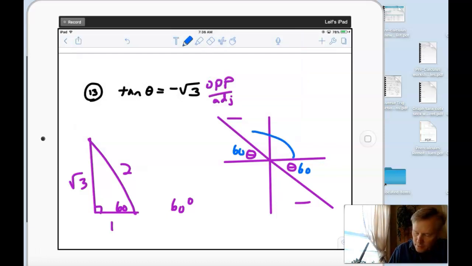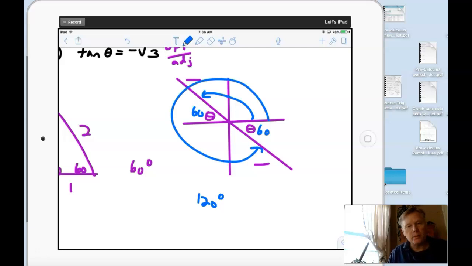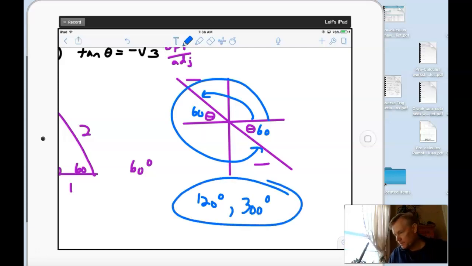I can now figure out what my answers are. So once again, start at the x-axis. So that one would be 120. The other one's almost all the way around, but you stop 60 degrees short, which would be 300. And those are my two answers.